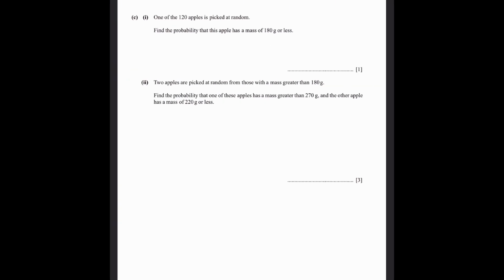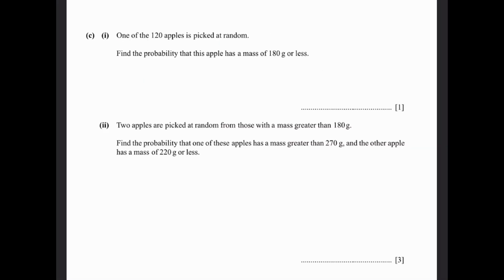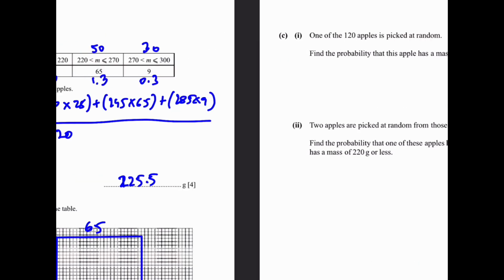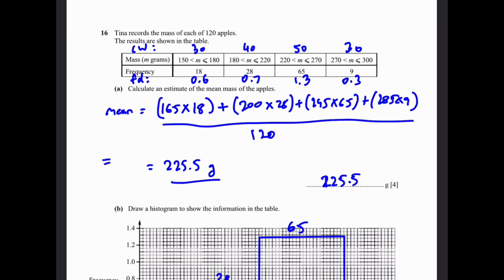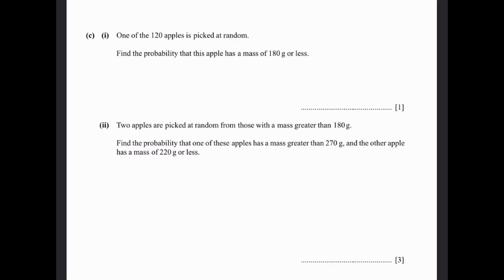Go to part C. One of the 120 apples is picked at random. Find the probability that this apple has a mass of 180 grams or less. Let's go back to the table, and 180 grams or less is basically only this class over here. And that has a frequency of 18, so 18 apples are 180 grams or less in their mass. So the probability will be just 18 divided by 120.